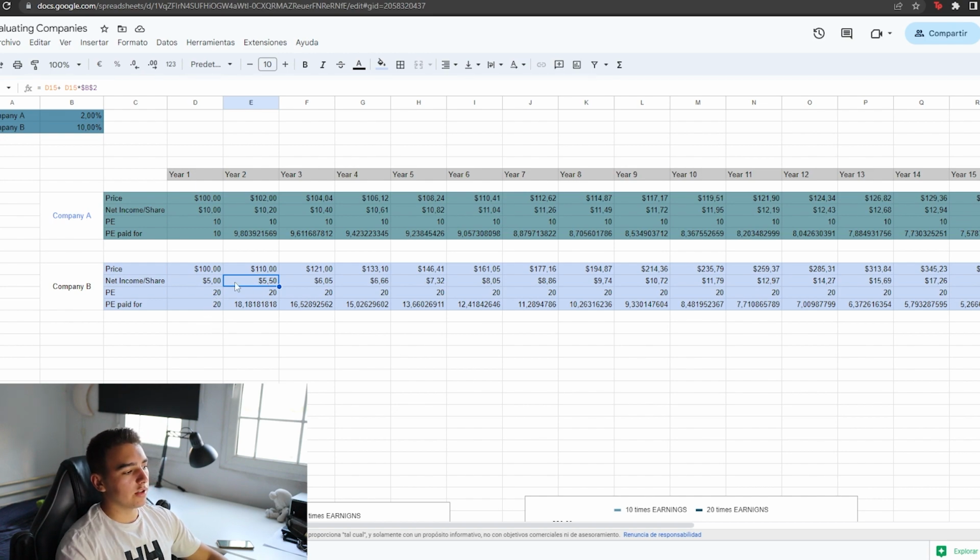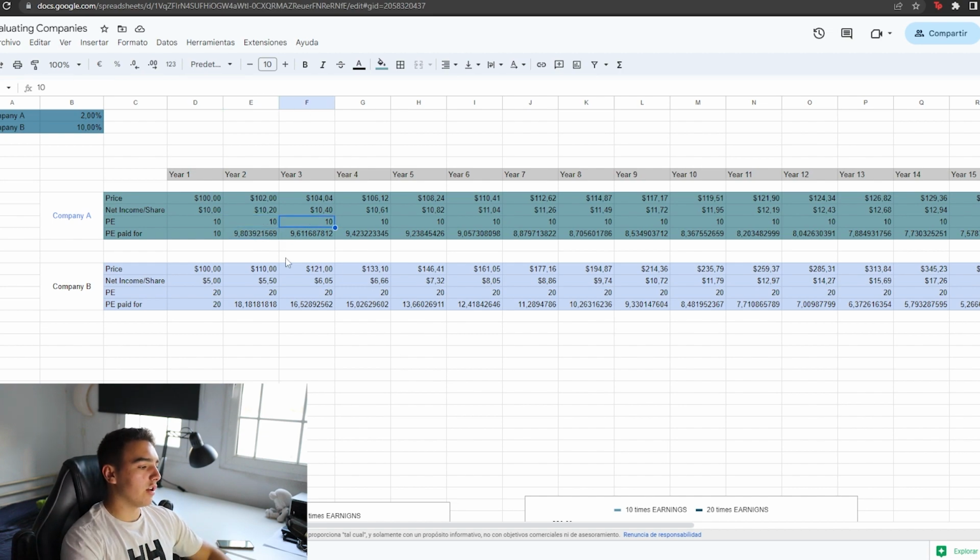And as we can see, if we paid $100 for buying the share, and in year 2 it's making $5.50, on year 2 we are paying 18 times earnings. We would only have to wait 18 years to get back our initial investment. And in company A we would have paid 9.8 times for the earnings on year 2.